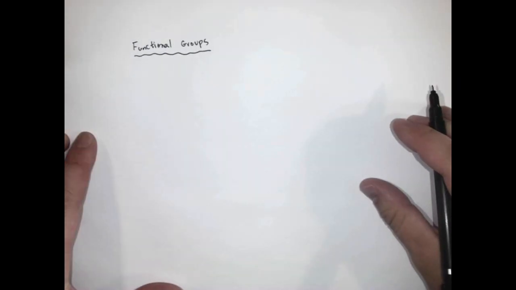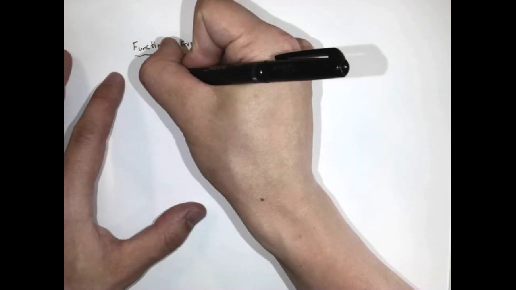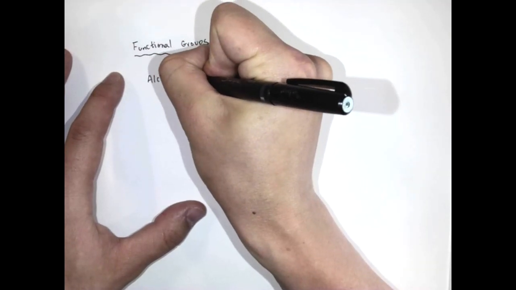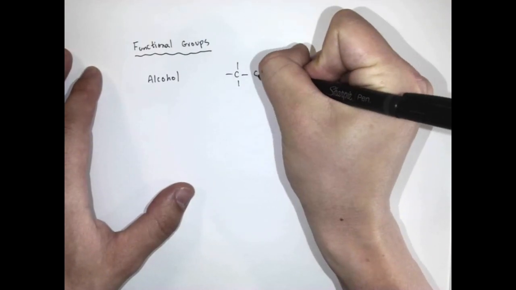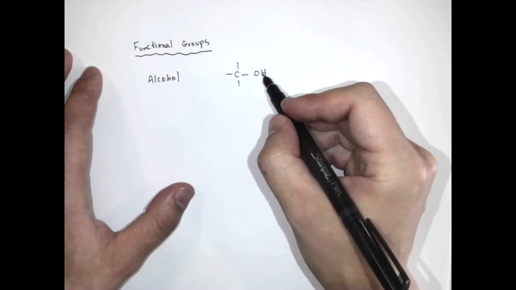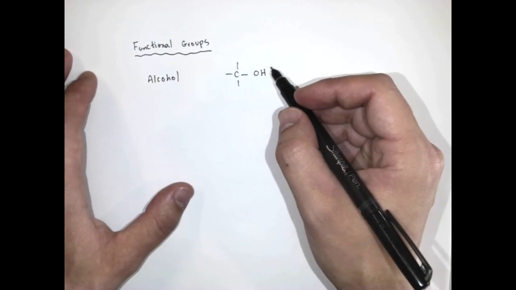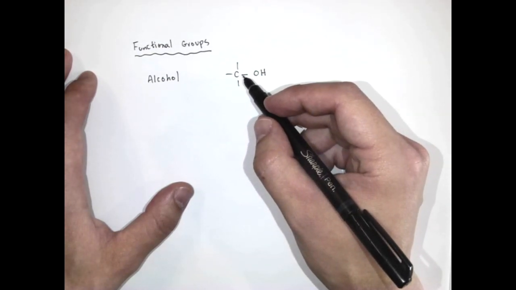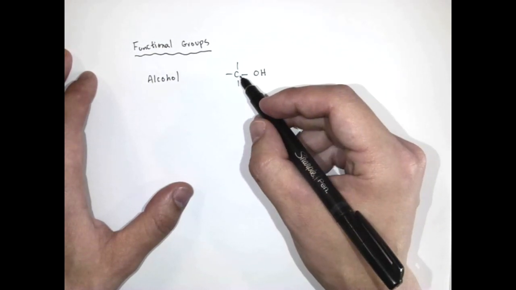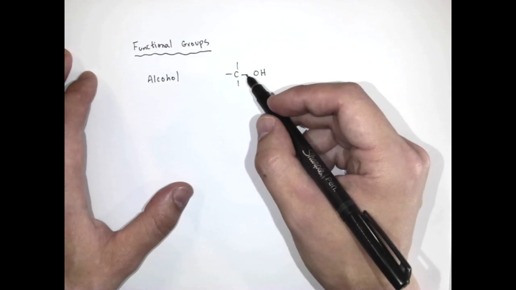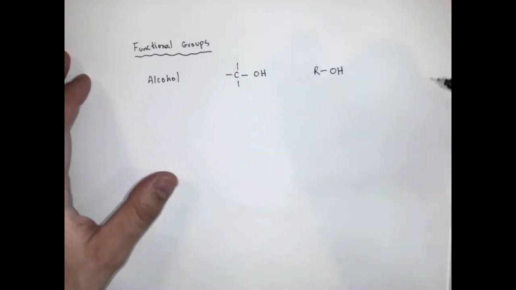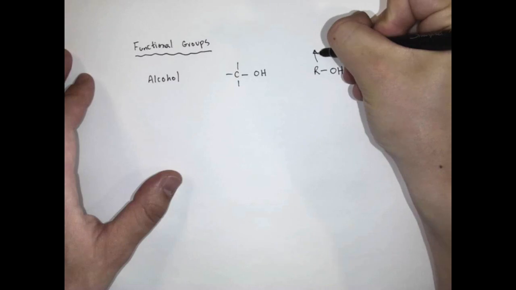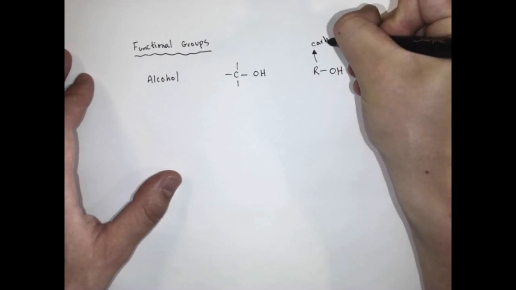So we're going to look at some functional groups, and the first one is called an alcohol. And an alcohol has this functional group in it. It has an OH group attached to a carbon. So the OH is attached to a carbon here, and generically we write this as R-OH, where R represents a carbon chain.